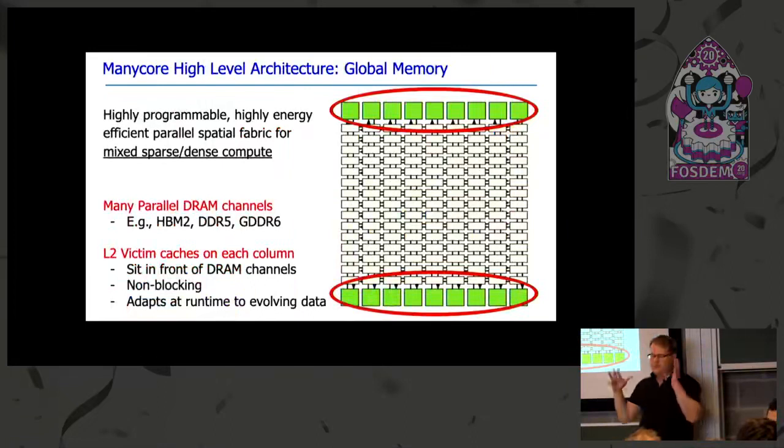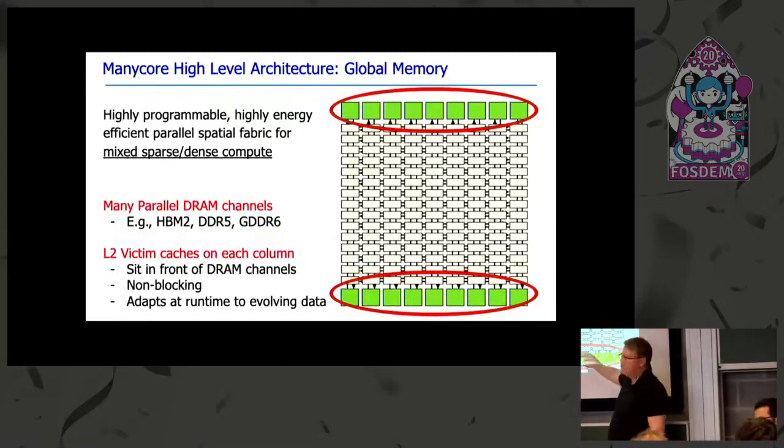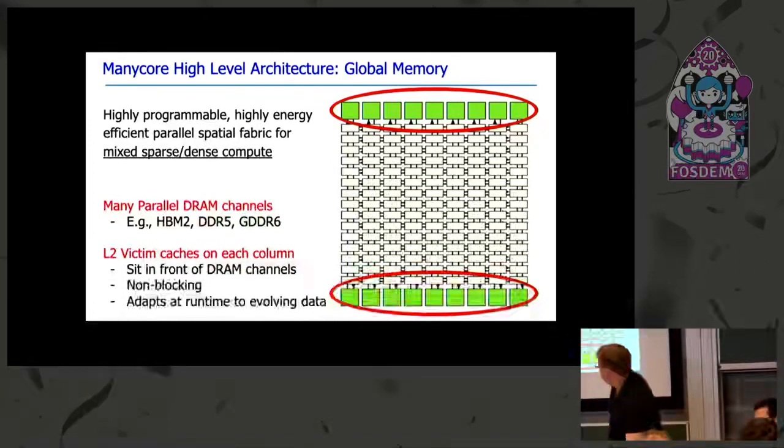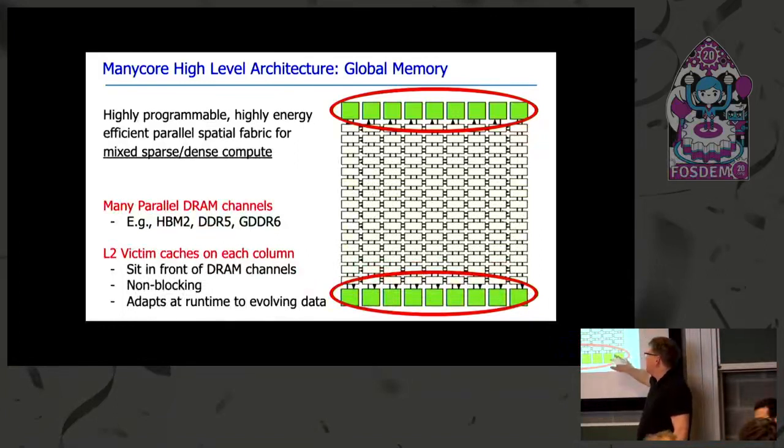So zooming out, we have this array of cores, but we need to also integrate them into a parallel memory system. And so the architectural model is you have the sea of cores, and then at the edge you have these L2 victim caches that are then connected to many parallel memory channels. So it could be, for example, HBM2, which in GPU systems you can have 64 parallel memory channels these days. And these caches are also adaptive and can essentially change their behavior on the fly as you learn more and more about the workload and the input data set.